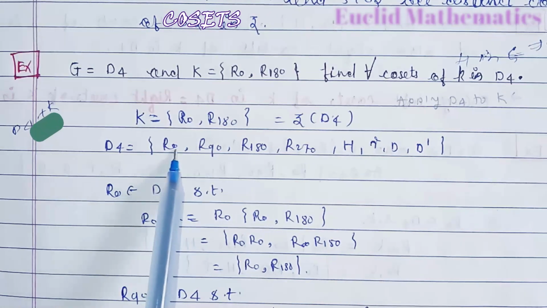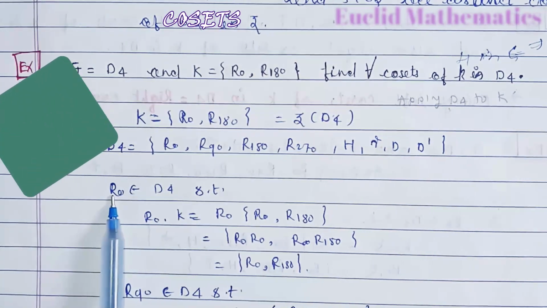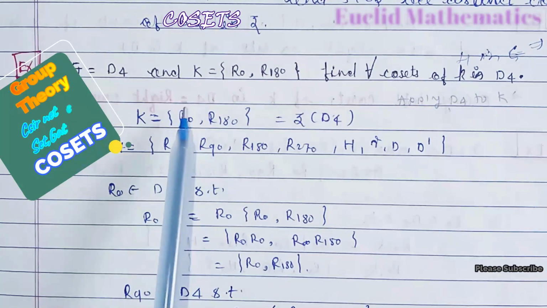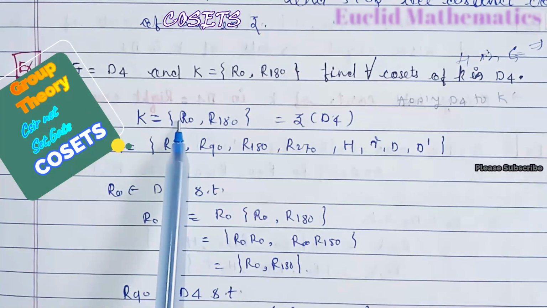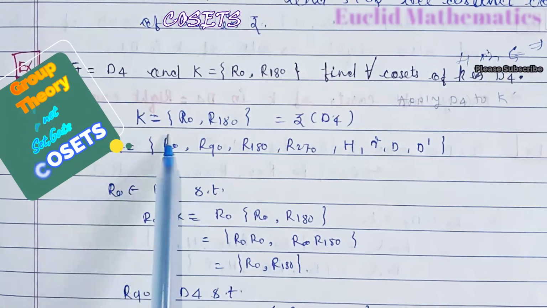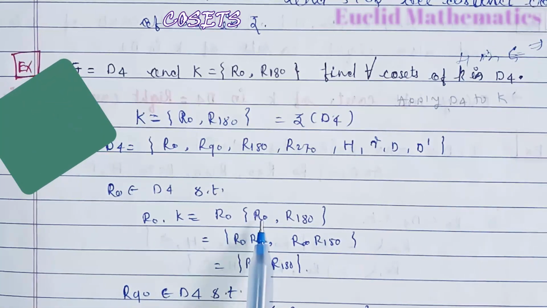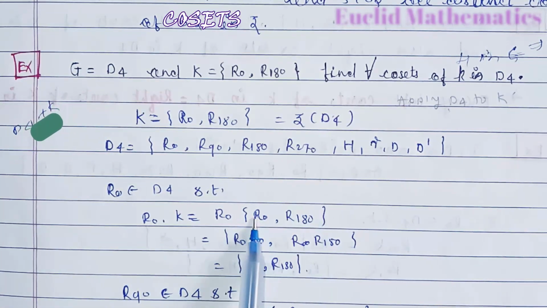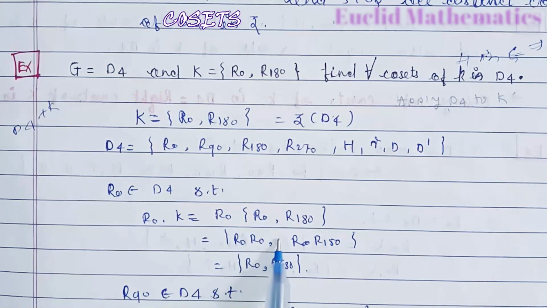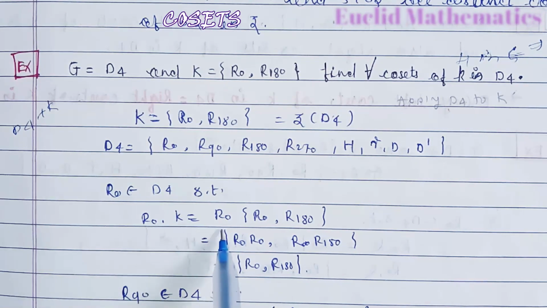Now take any element from D4. I consider R0 from D4 and take it with our subgroup K. So R0 into K, that is R0 into {R0, R180}. Now multiply R0 into this bracket. R0 into R0, identity into identity, is always identity. R0 into R180 is always R180. So R0 into K, we get {R0, R180}. This is our first coset.